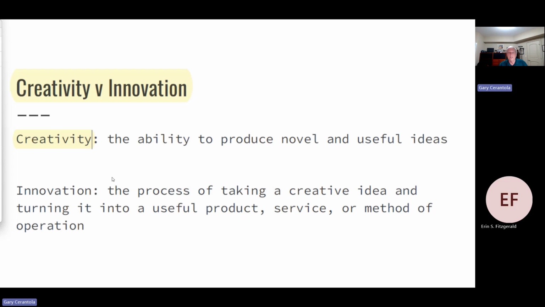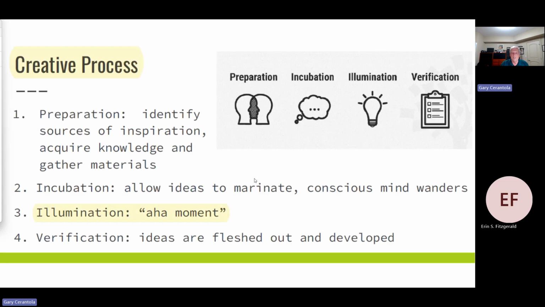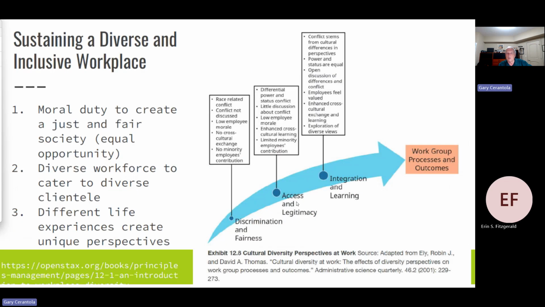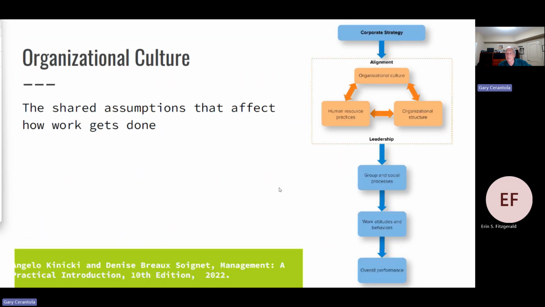Creativity versus innovation. Creativity is the ability to produce novel and useful ideas, whereas innovation is taking that creativity and making something of it, a useful product or a service or a method of operation. So that's what that's all about. And then in the creative process, there's preparation, incubation, illumination, and verification. The illumination is the aha moment. All right. You'll notice that the illumination is highlighted, and we're going there. I talked about that. Okay.